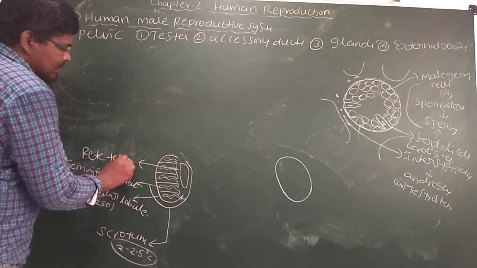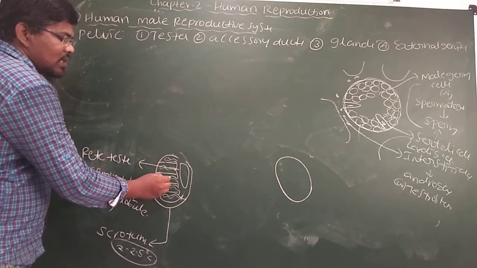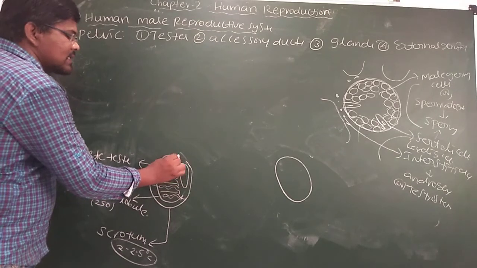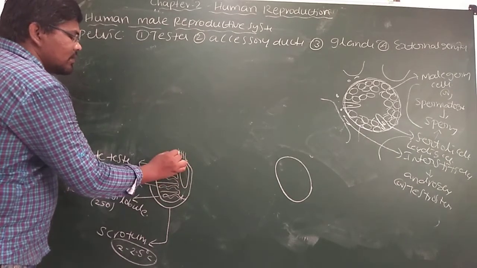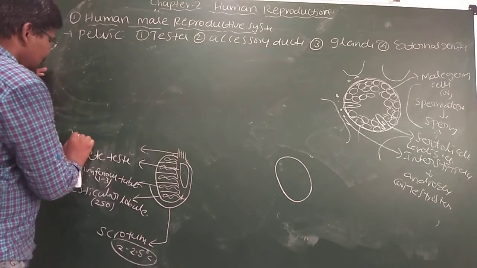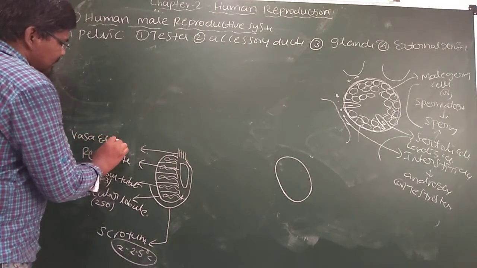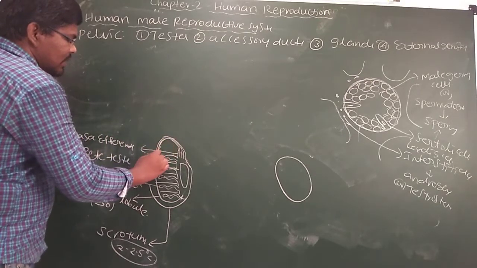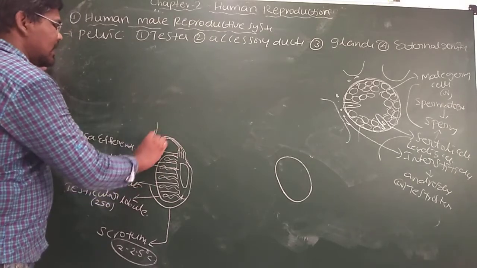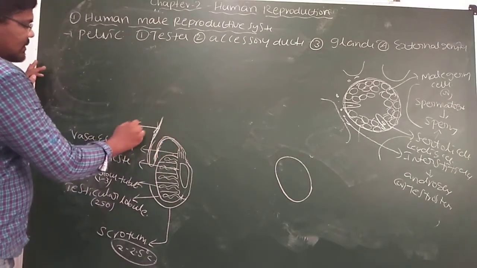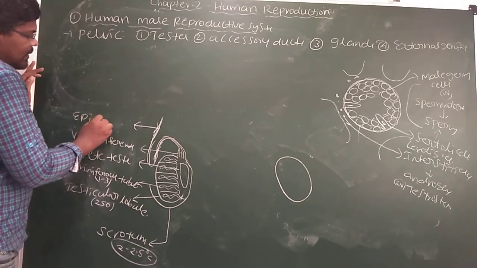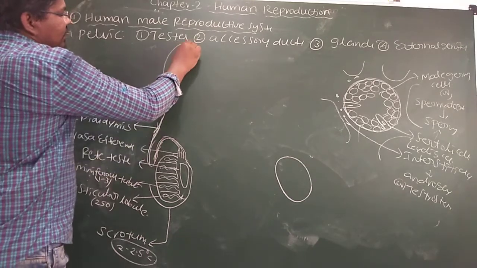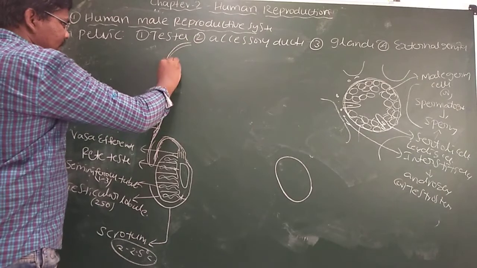Okay, the sperms which are produced in seminiferous tubules enter into the rete testis because the seminiferous tubules are open into rete testis. Again, rete testis is open into small ducts that are called vasa efferentia. Again, vasa efferentia open into a highly coiled tubule. This highly coiled tubule is called epididymis. This epididymis again opens into vas deferens or vasa deferentia.